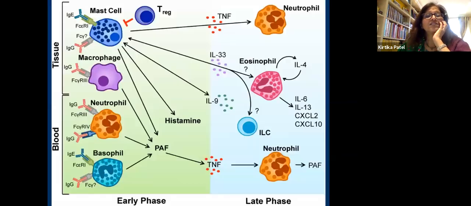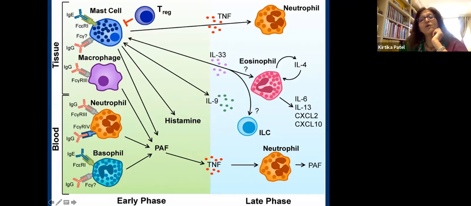So in the first phase, when the antigen is there, these cells will be the ones that come for the party: the mast cells, macrophages, neutrophils, basophils, and they release histamines. So if you give patients antihistamines, this reaction is blocked.